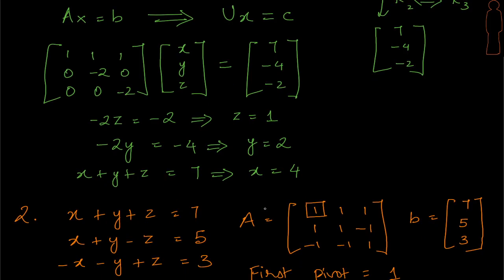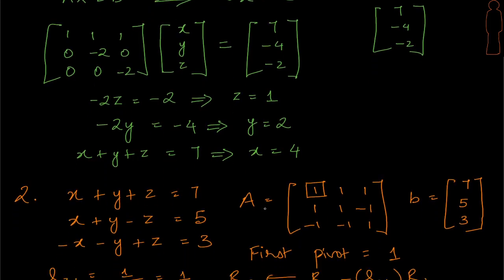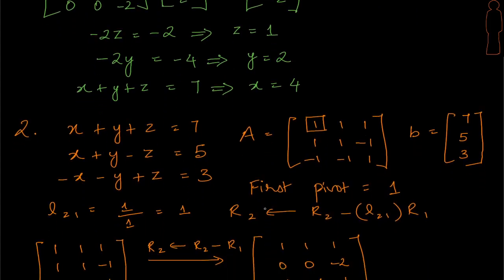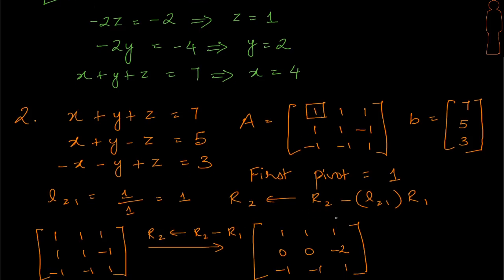Let's move to the next problem. Again, we have 3 variables and 3 equations, and we have the coefficient matrix. B I have written separately as the vector 7, 5, 3. Let's calculate the first pivot. The first pivot is clear here. The first multiplier is going to be this coefficient divided by 1, so that's 1. So let's do the subtraction.